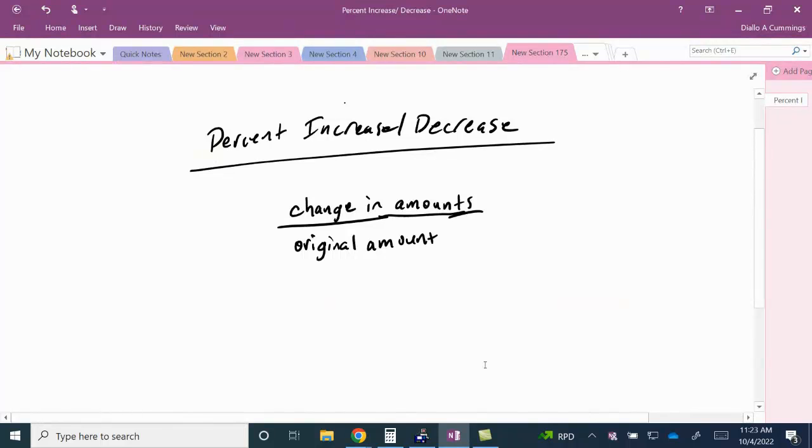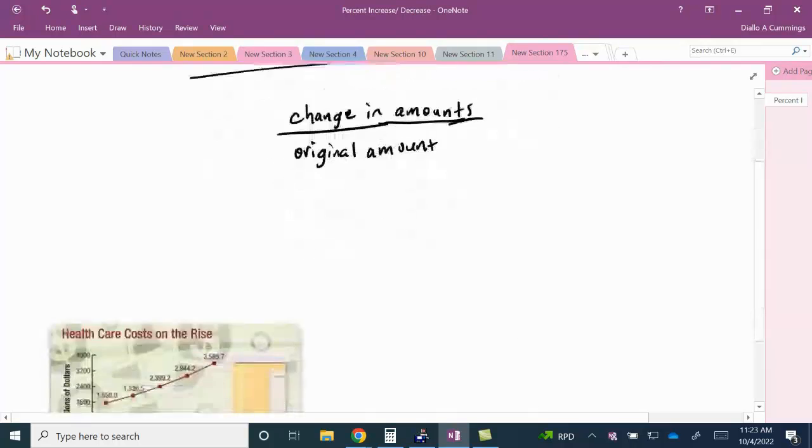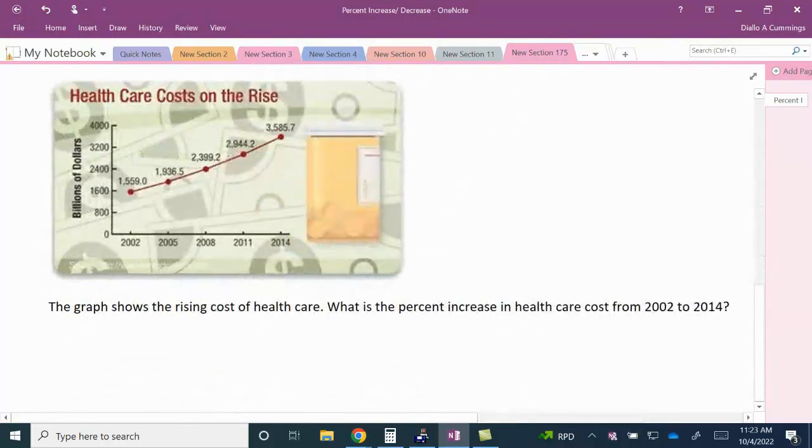Now here's the formula for the percent increase or percent decrease. It is simply the change in amounts always divided by the original amount. Whether it's a percent increase or percent decrease, the number itself will always be positive. However, we must be mindful to always divide by the original amount. So let's take a look at the example.